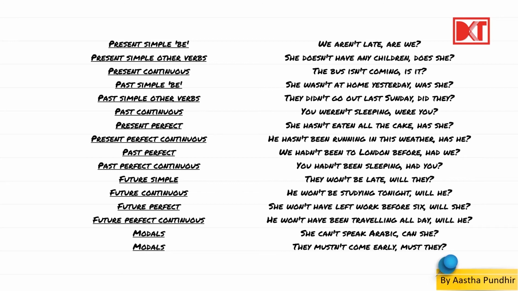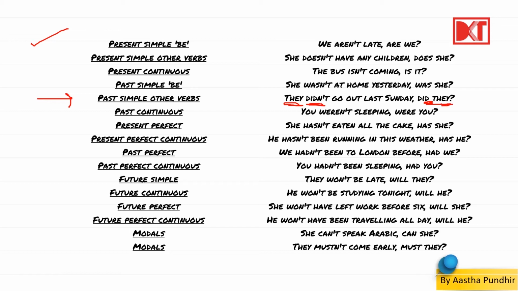So here now we have negative statements and positive question tags. You can just pause the slide and go through all of them. I'll just read them to you randomly. Like here you see past simple other verbs. They didn't go out last night, did they? Here you see the question tag is at the end, and the negative statement has the positive question tag. Then you see the subject and the auxiliary verb are the same in the statement and the question tag.